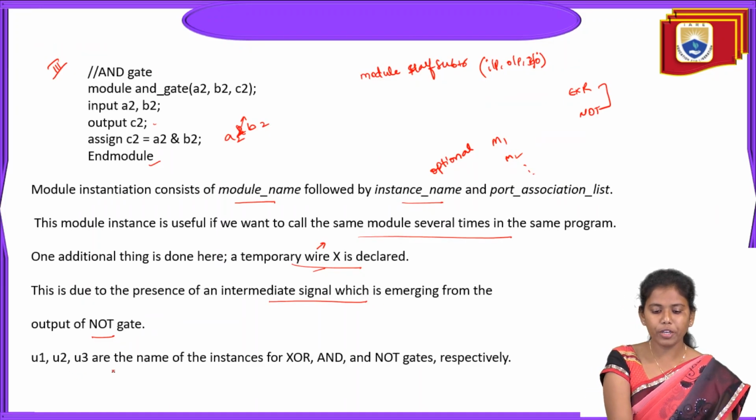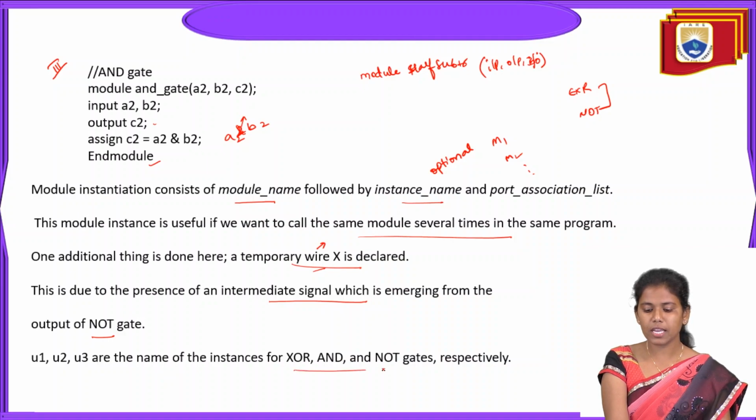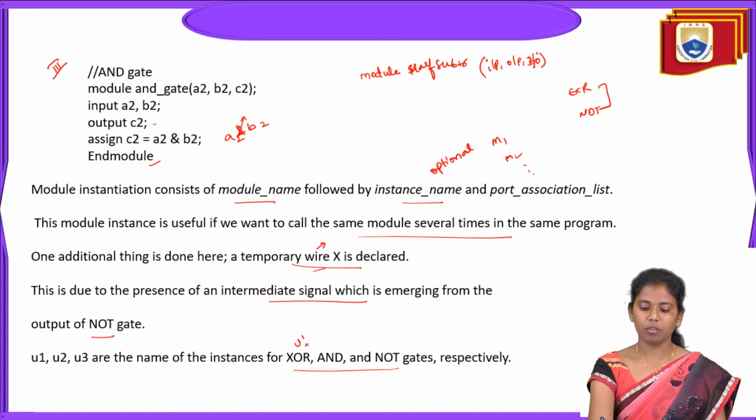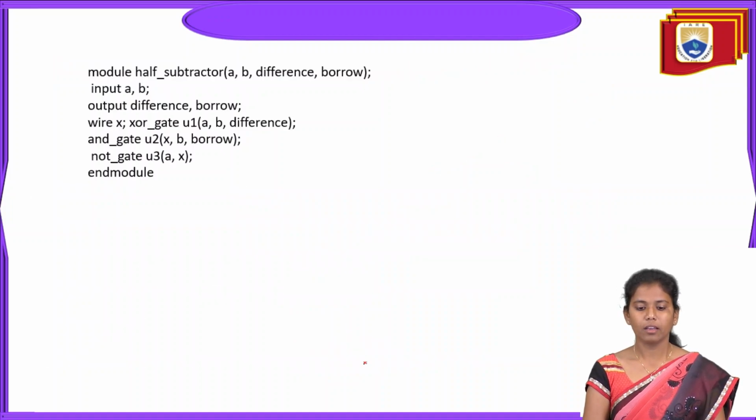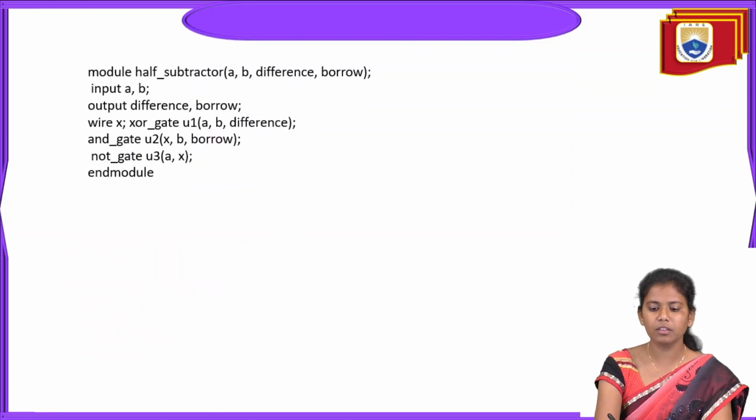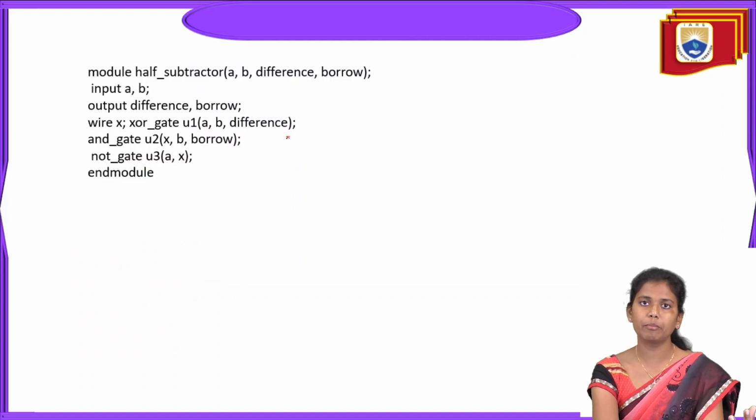Then U1, U2, U3 are the names of the instances of the XOR and NOT gates. To initialize each one, we are representing U1, U2 and U3. So this is a simple module, a half adder subtractor, with respect to the clubbing of all the gates that we considered.